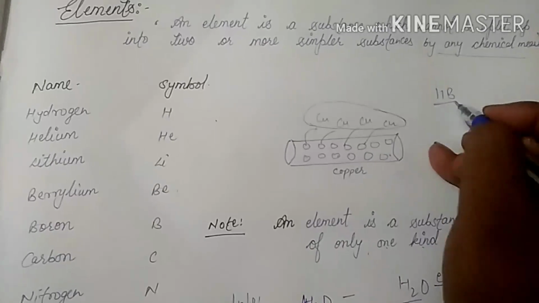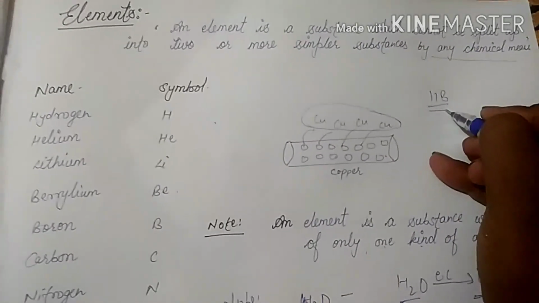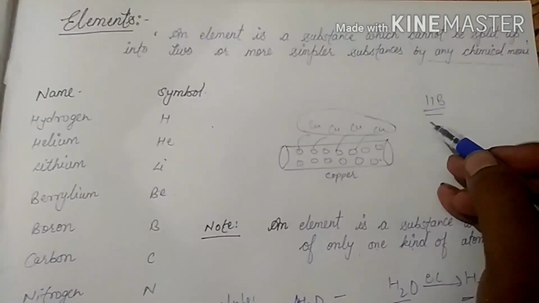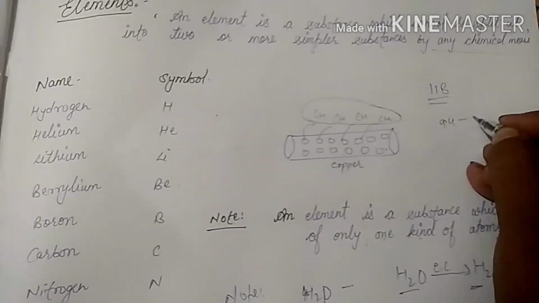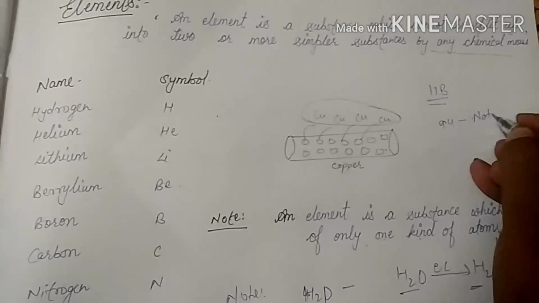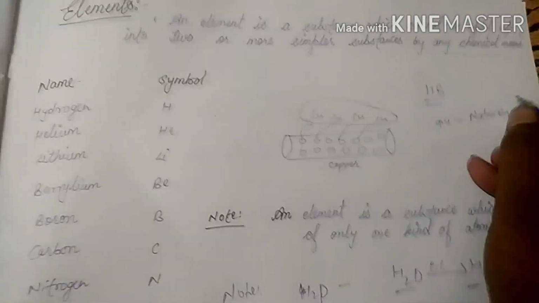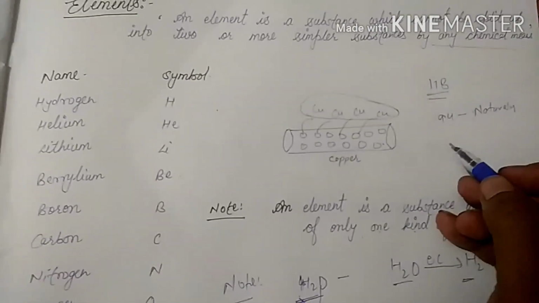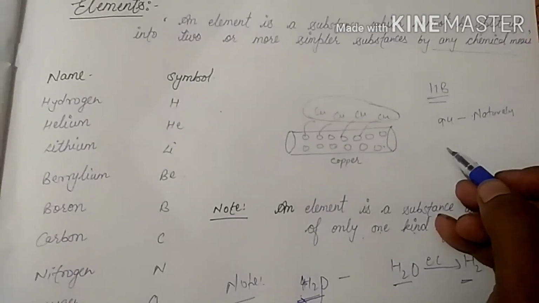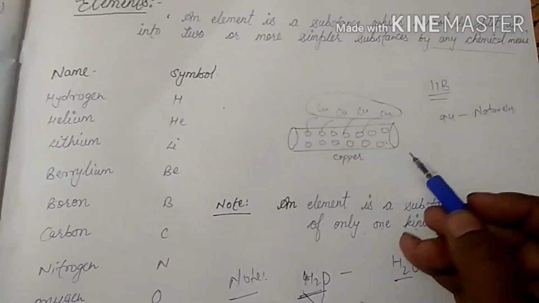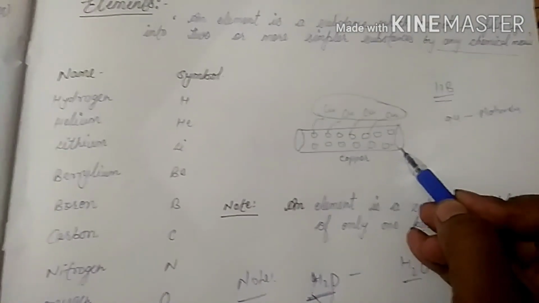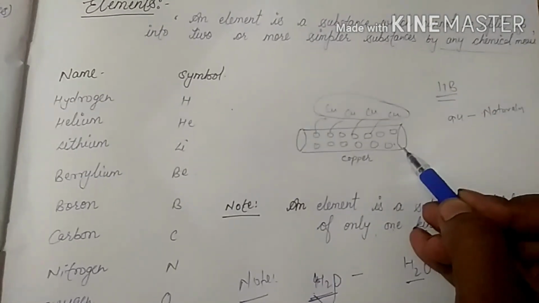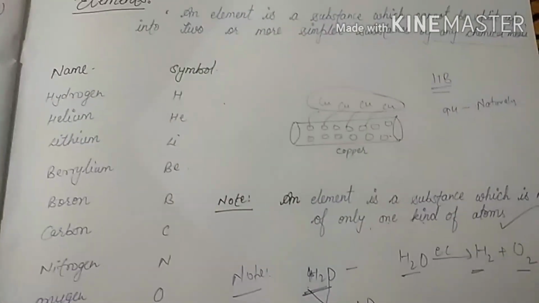Now there are 118 elements, children, at present, out of which 94 elements are naturally occurring, while the remaining have been prepared artificially. So we can say every substance in this world is made up of one or more of these elements. Clear children?